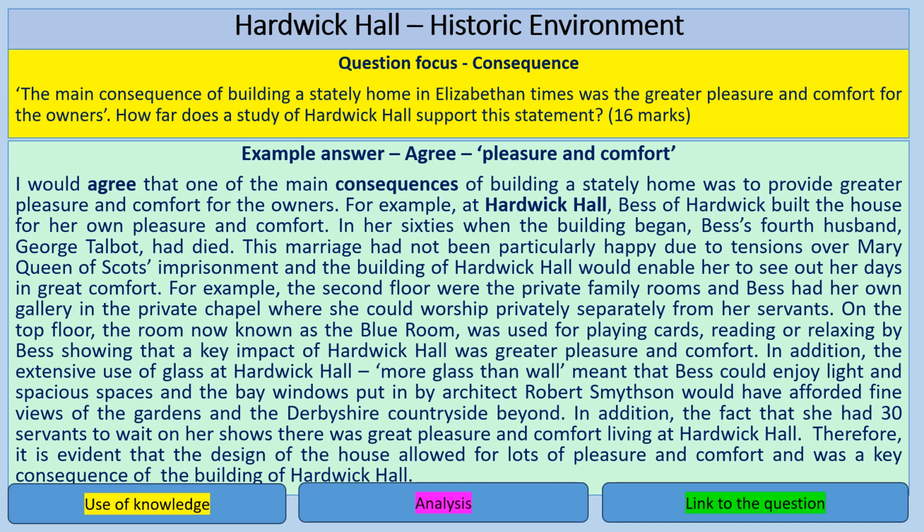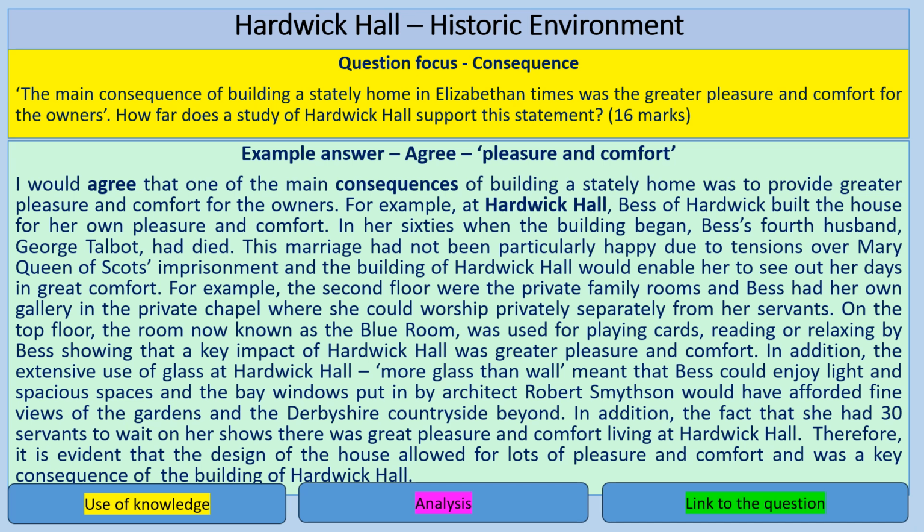For example, the second floor were the private family rooms, and Bess had her own gallery in a private chapel where she could worship privately, separately from her servants. On the top floor, the room now known as the Blue Room was used for playing cards, reading, or relaxing by Bess, showing that a key impact of Hardwick Hall was greater pleasure and comfort. In addition, the extensive use of glass at Hardwick Hall, more glass than wall, meant that Bess could enjoy light and spacious spaces, and the bay windows put in by architect Robert Smithson would have afforded fine views of the gardens and the Derbyshire countryside beyond.